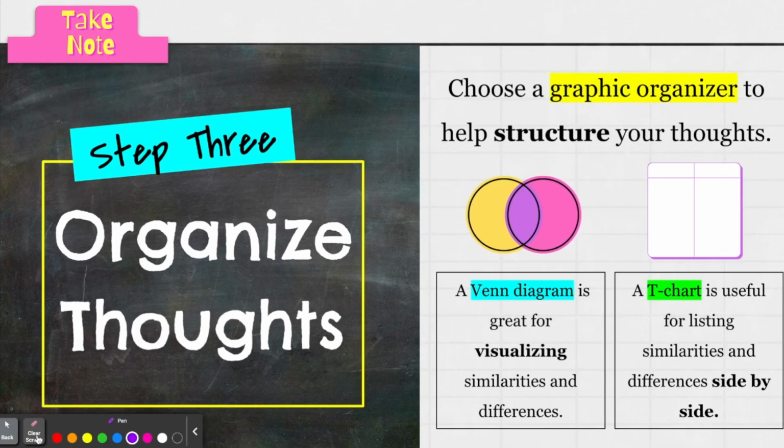So that is it. This is our compare and contrast short and sweet mini lesson.